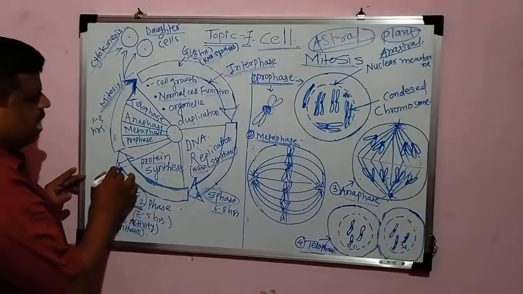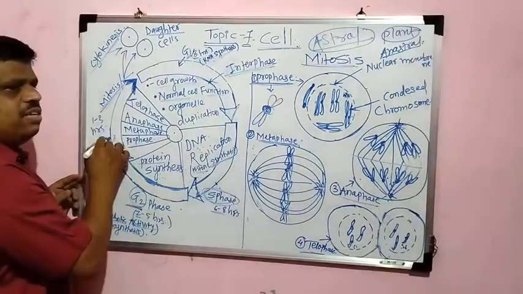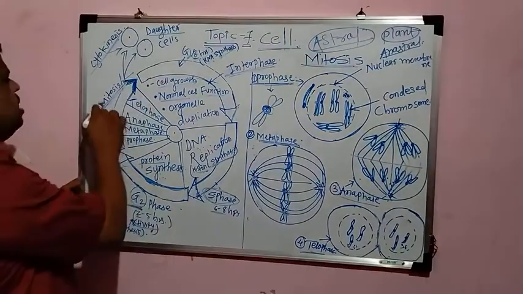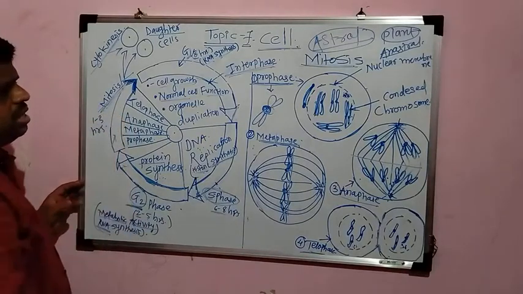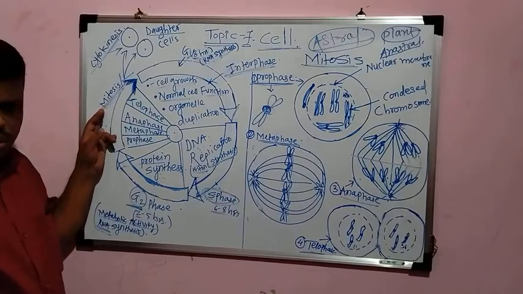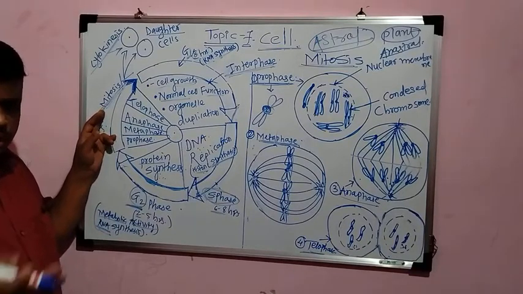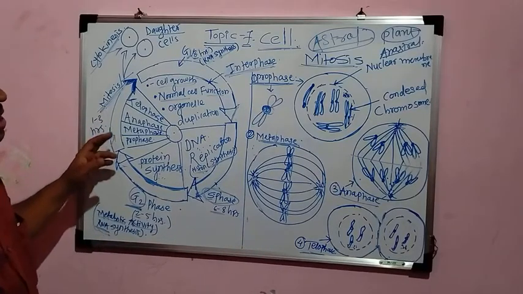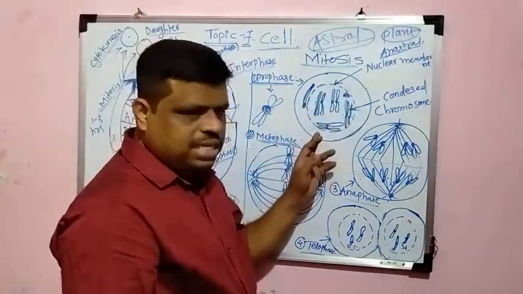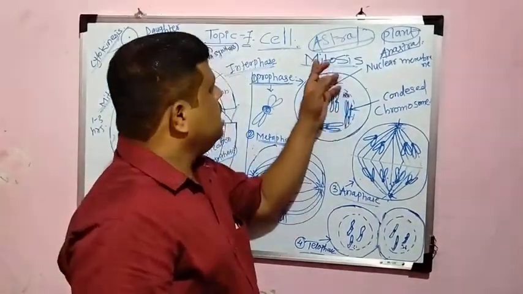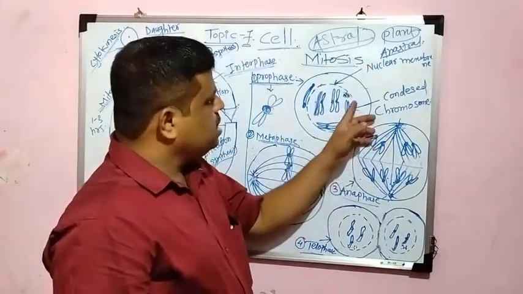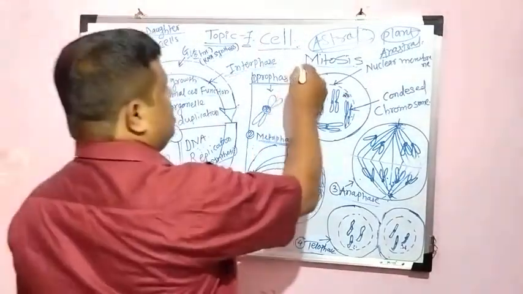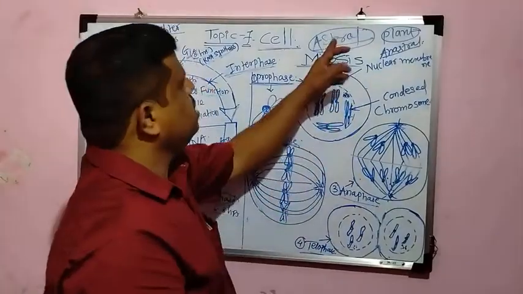After this G2, the cell enters into the actual cell division, that is called mitotic cell division or meiotic cell division. As I said earlier, mitosis is further divided into two types on the basis of the type of cell, whether the cell is an animal cell or a plant cell. If it is an animal cell, the mitotic cell division is called the astral type of mitotic cell division, because asters are developed in these cells during division.